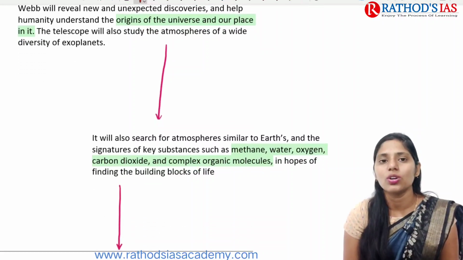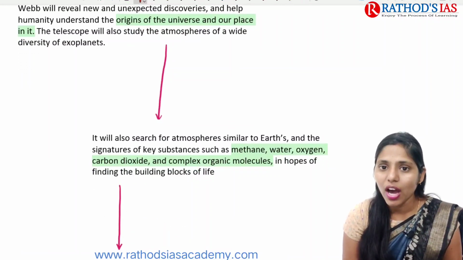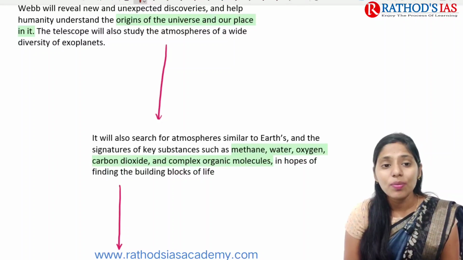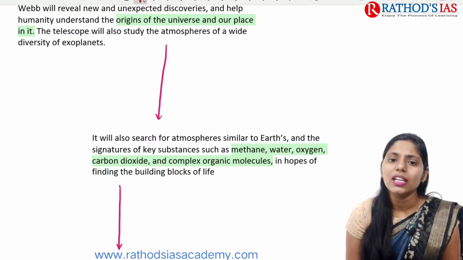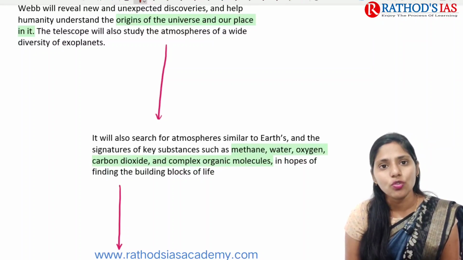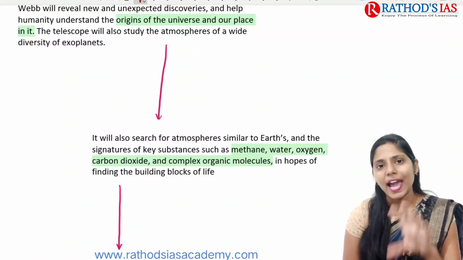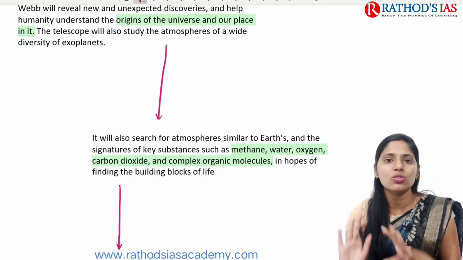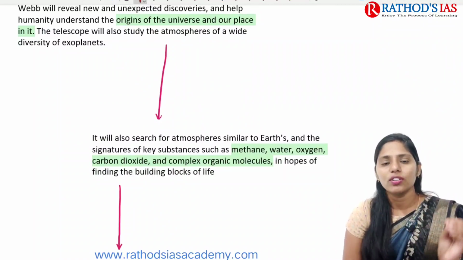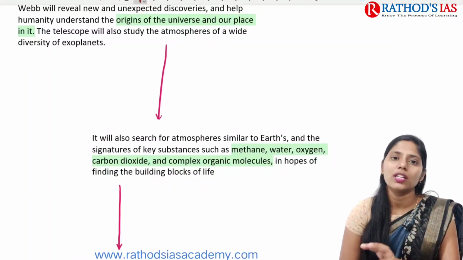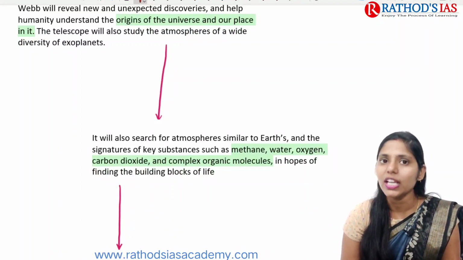Okay, it is mainly focused on studies regarding the origins of our universe and our place in the universe, etc. And it is also going to study the atmospheres of a wide range of exoplanets. So what are these exoplanets? Exoplanets are planets which are present outside our solar system. The planets present outside our solar system are called exoplanets.